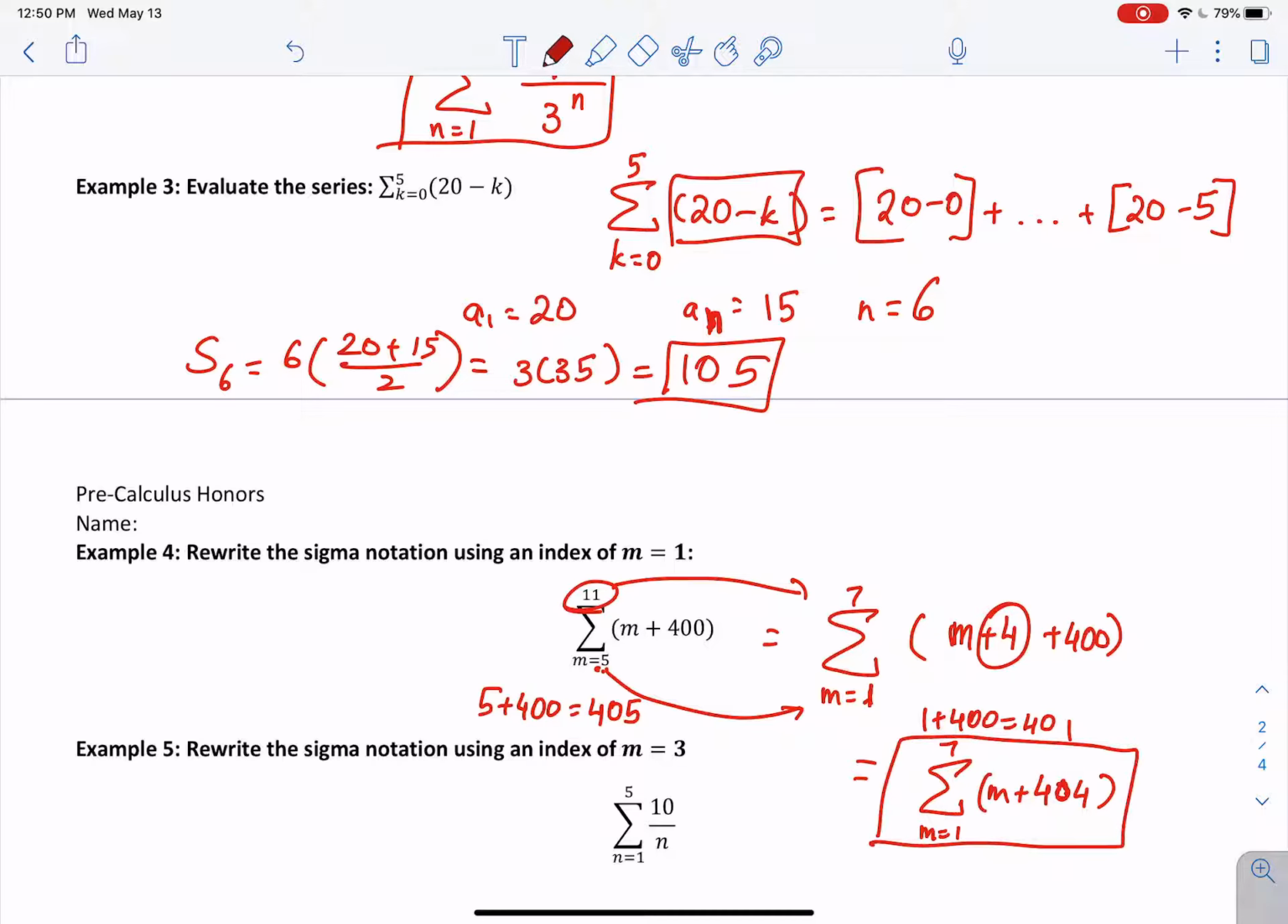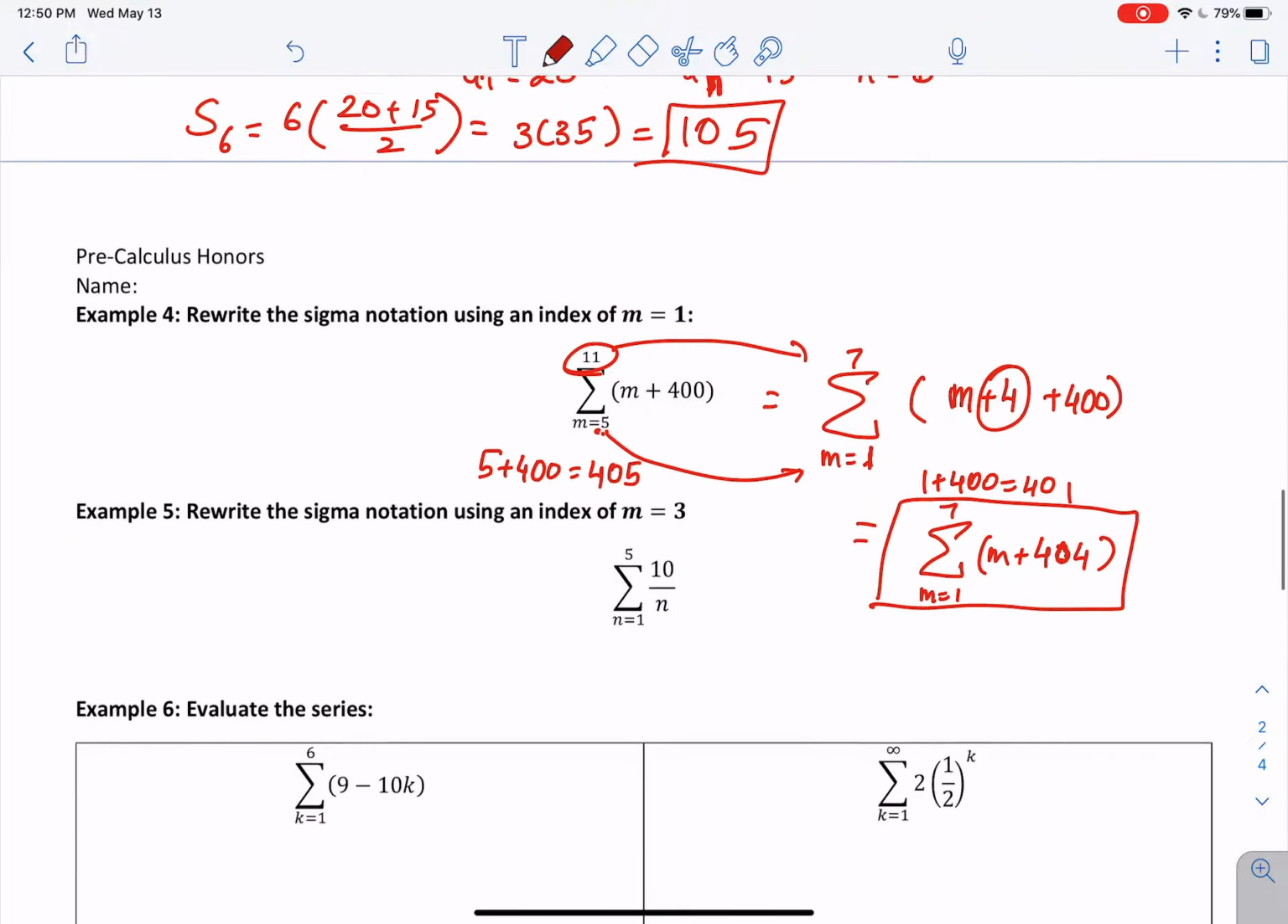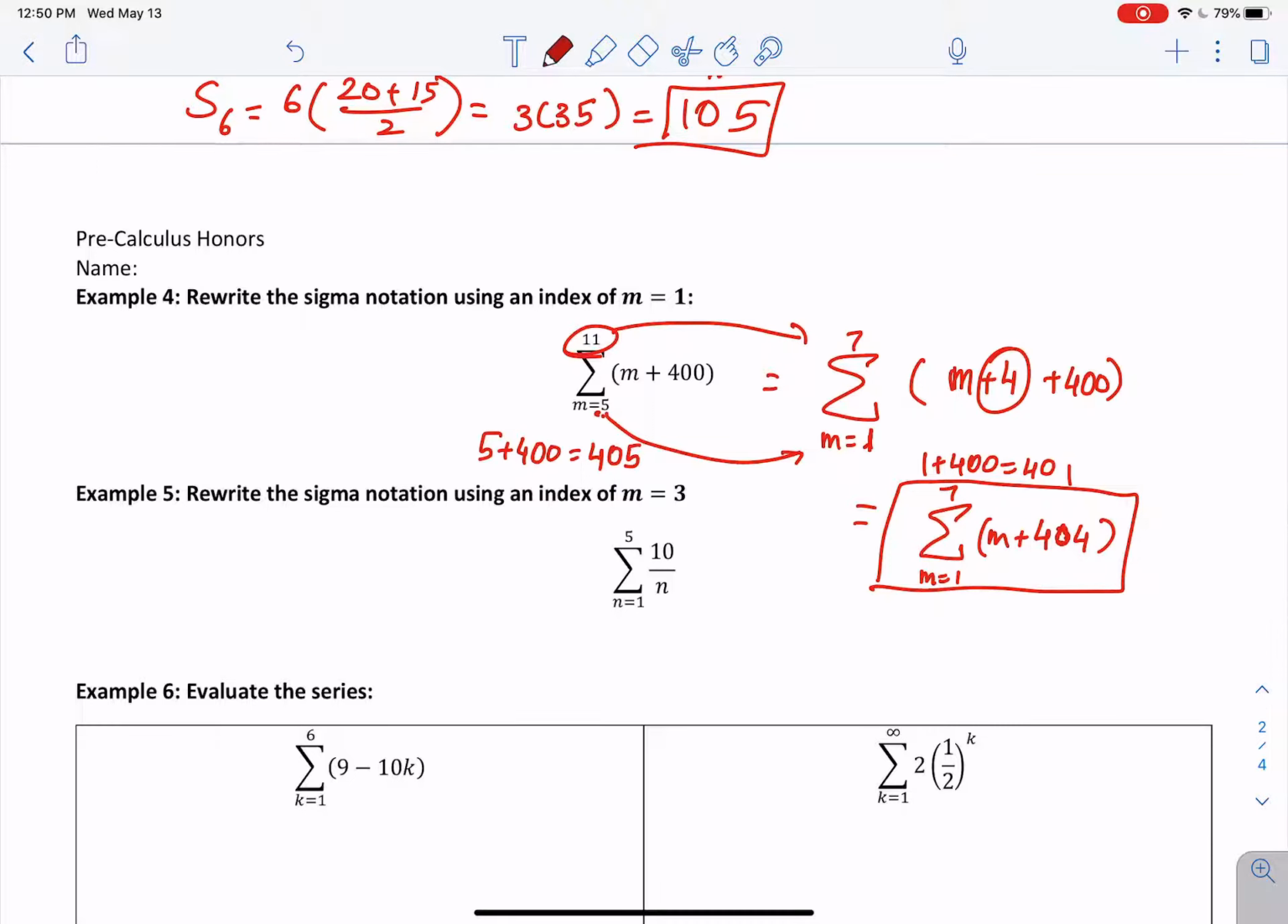So that's just a little bit on the manipulations of sigmas that you can do. You can change indices on sigma. It would just affect what the formula looks like. Same thing here, if you want to start at 3 instead.